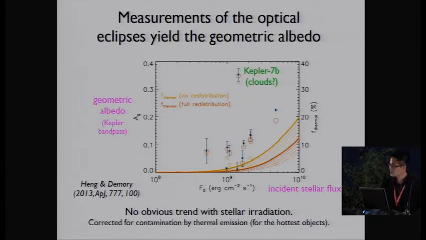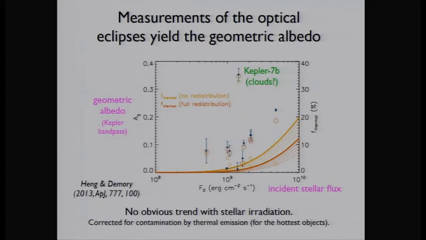So when you correct for this thermal contamination, you get the circles that you can barely see. I apologize for that. So these circles are where the real measurements of the albedo should be. And when you do this correction, basically there's no obvious trend with stellar irradiation, which is very puzzling. So most hot Jupiters appear to have geometric albedos of roughly 10%, with this oddball, which I'll come back to in a few slides. That's interesting because there are other trends in the literature, like for example, the inflated hot Jupiter problem. The radii do get larger with stellar irradiation. There's no trend here.